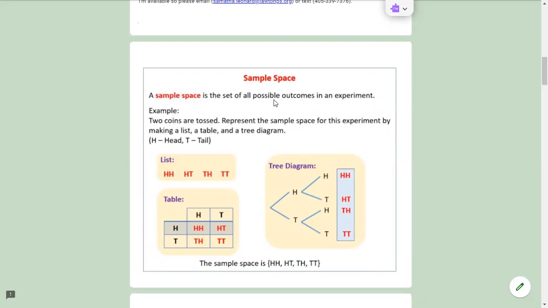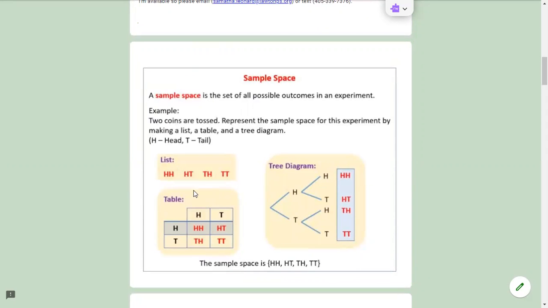Remember, a sample space is the set of all possible outcomes in an experiment. So when we are working with 2 coins, we know that one coin has the options of a head or a tail. Then we can show the sample space by creating this experiment list as a list or as a table to show that you can have the options for heads. For the second one, you can get a heads or a tails. So first heads, then a heads or a tails. Or you can get first tails, then a heads, then a tails. And so there are 4 different combinations in that sample space.